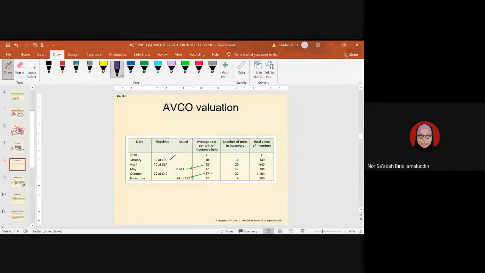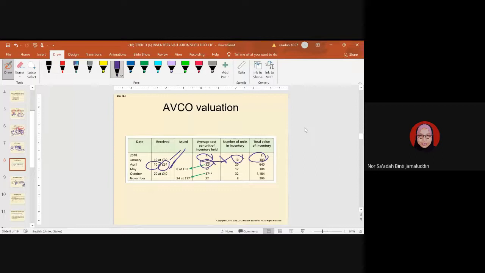So the January, you bought some inventory. Okay, your average cost is 30. So awak beli dengan harga 30, average cost 30. Number of unit 10. Total value of inventory 300. 30 times 10 will be 300. And then for the April, you buy again your inventory. So you masuk 10 pada harga 34. Okay. So here you must put your inventory. So you should put your average cost.